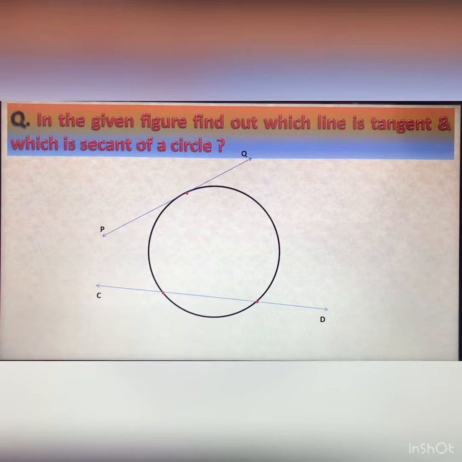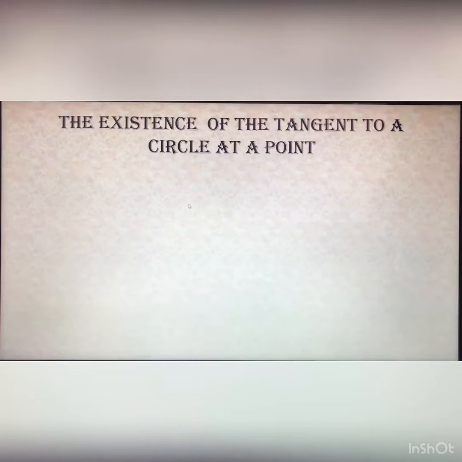Okay, your answer is 100% correct. Line PQ is a tangent of a circle, and CD is the line known as the secant of a circle. Here this is a circle, and CD is intersecting at 2 points, A and B. And PQ has a common point, that is R. So this is the tangent and the circle.